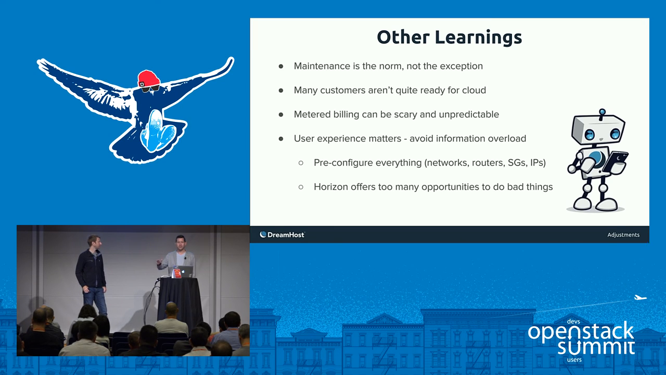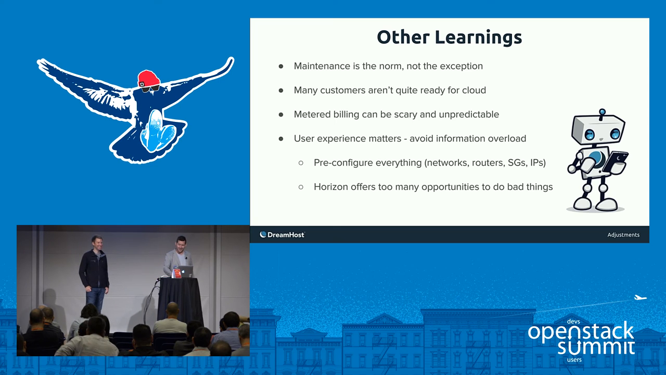But I'll also point out, this is not a criticism of Horizon, right? Horizon's great, but it is what it is. It's very much a Swiss Army knife. It's designed for all of the use cases and master of none. So we just need a pair of scissors. Yeah, exactly. We just need the scissors. Or the little toothpick. I don't know.